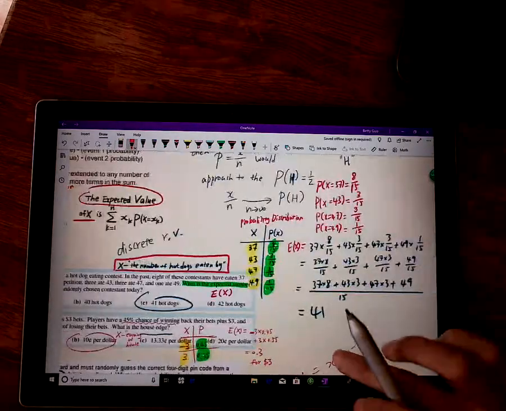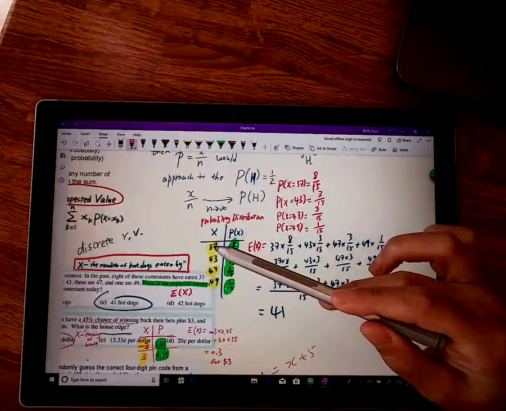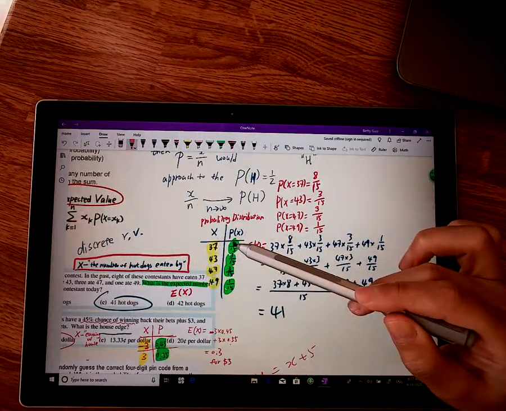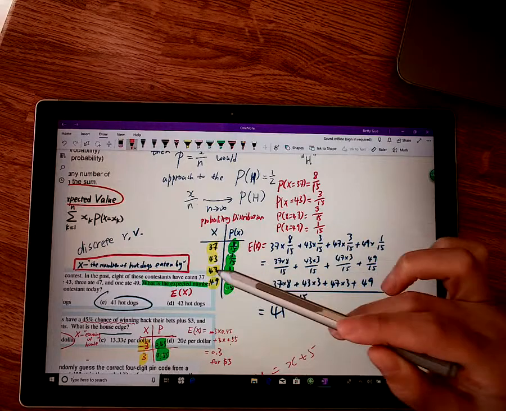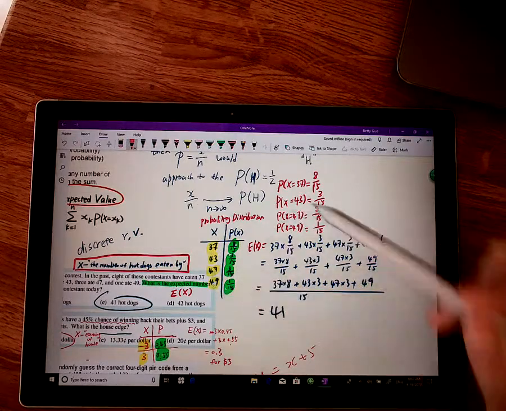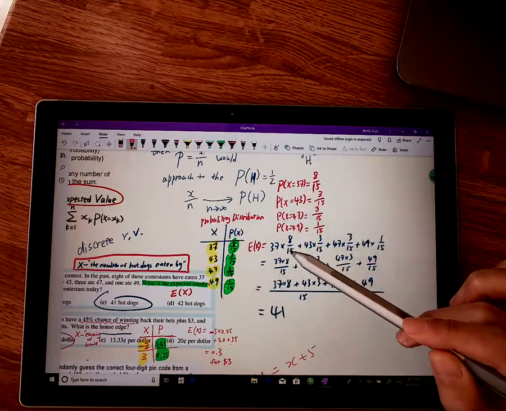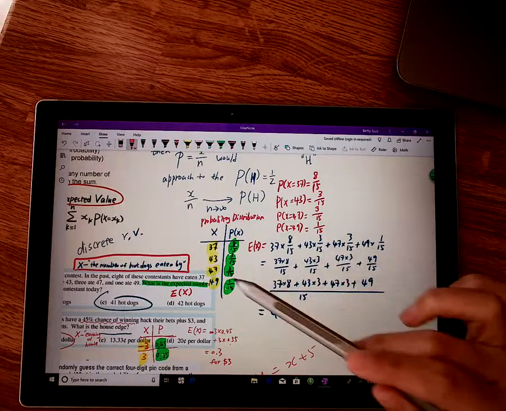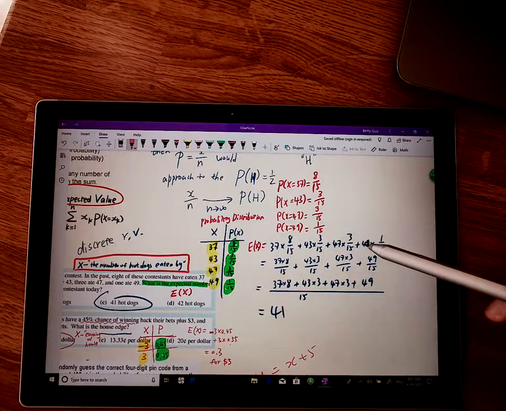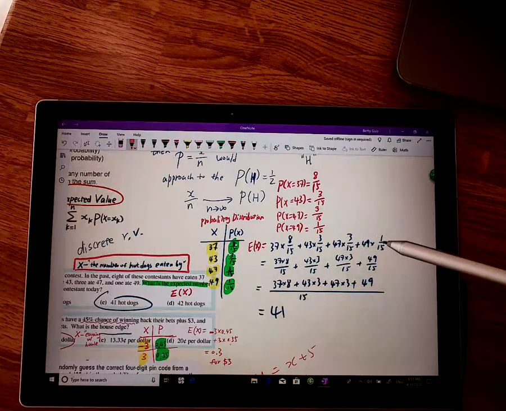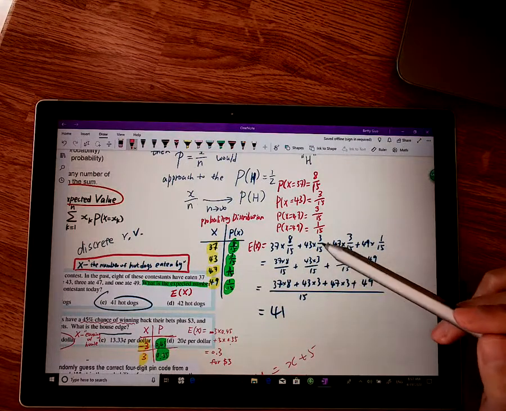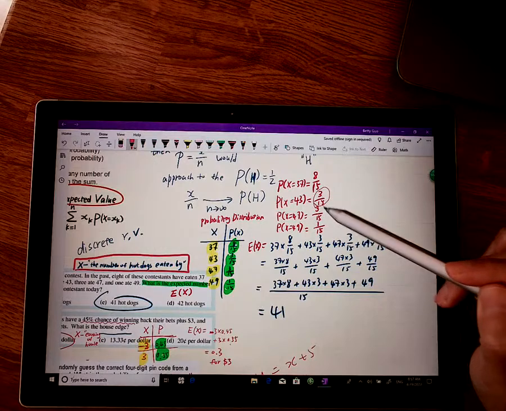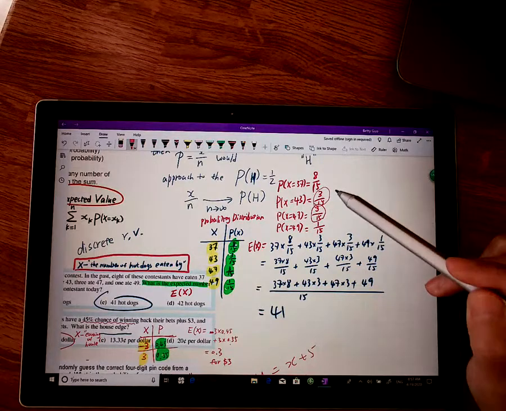So this is how we do that. We multiply 37 by its probability. The yellow times green plus yellow times green plus yellow times green plus yellow times green. So 37 times 8 over 15 plus 43 times 3 over 15 plus 47 times 3 over 15 plus 49 times 1 over 15. You might notice that I didn't reduce 3 over 15 here, even though we could.